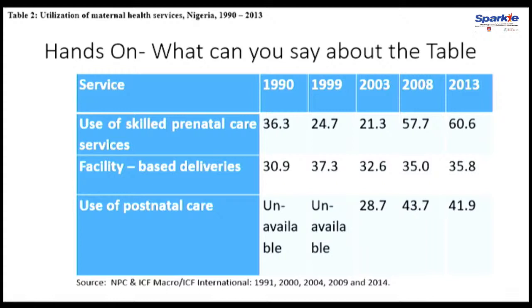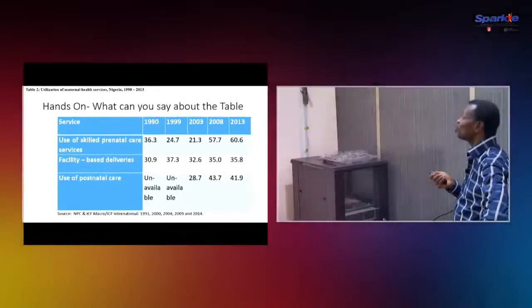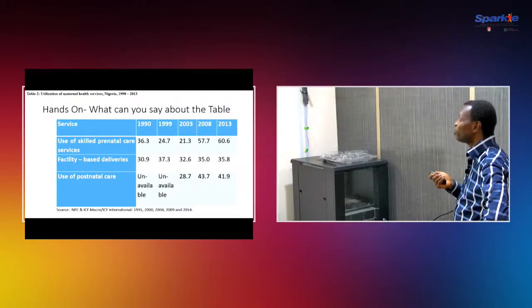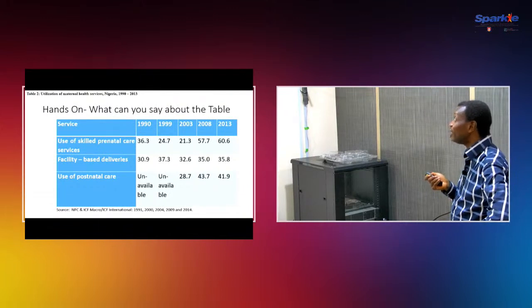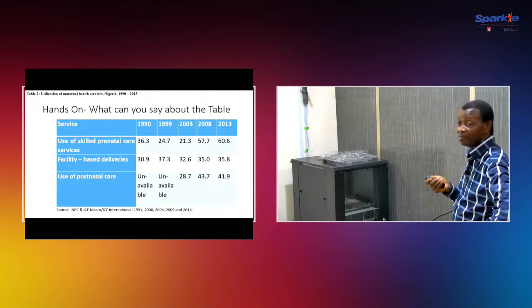Use of skilled prenatal care services has close to doubled between 1990 and 2020. Okay. Now, use of skilled prenatal care services: 36.3, 24.7, 21.3, 57.7, 60.6. Will I be right if I say from year 2003 to 2013 there has been an increase in use of skilled prenatal care?